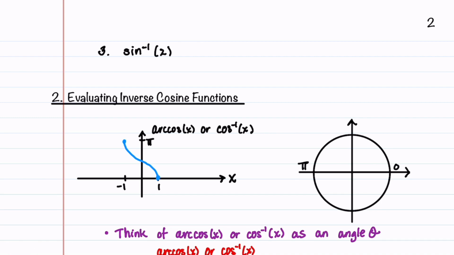In our last inverse sine example, we'll evaluate the inverse sine of 2. We'll note that 2 is not in the interval from -1 to 1. So this tells us that inverse sine of 2 is undefined.